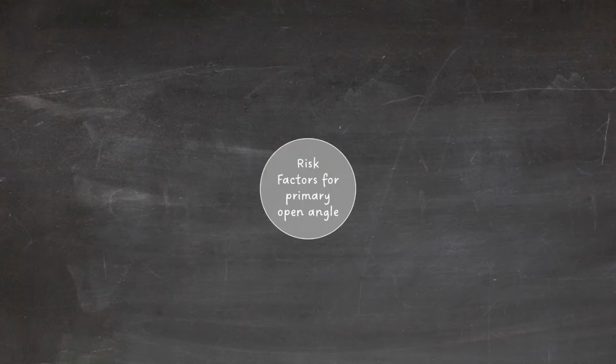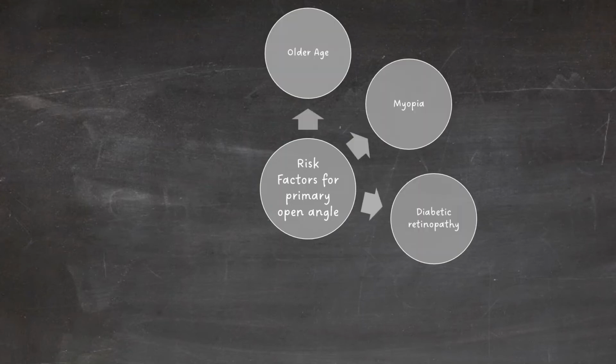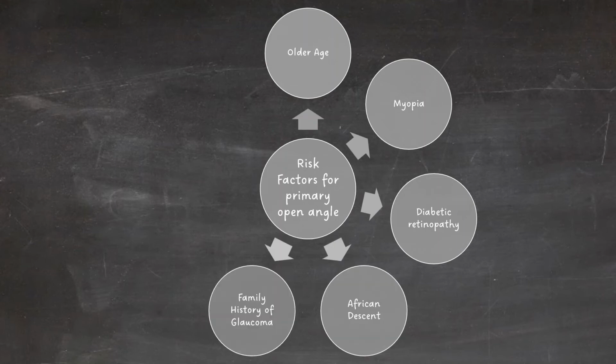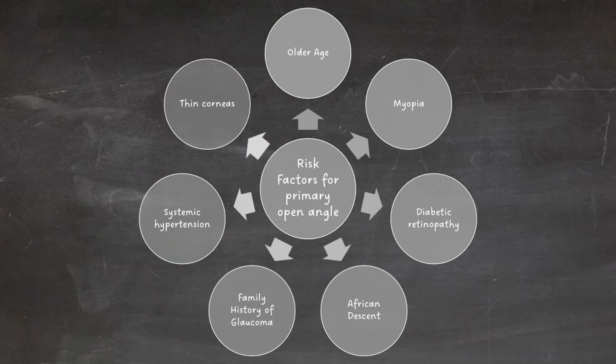As with primary closed angle glaucoma, open angle is also associated with a number of risk factors. There are a few overlaps between the two conditions, for example, being of older age, having myopia, and diabetic retinopathy. However, primary open angle glaucoma tends to affect those of African descent rather than of Asian. Patients with a family history of glaucoma, systemic hypertension, and patients with thin corneas also tend to be affected as well.